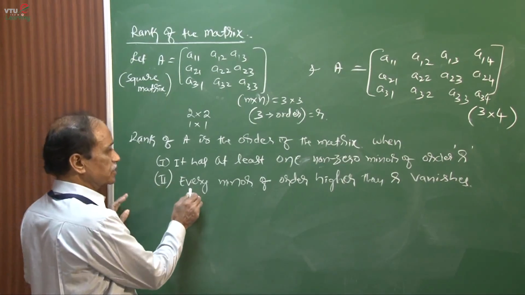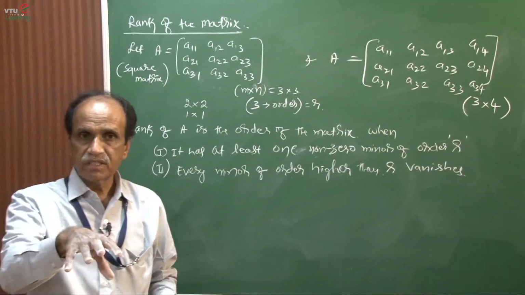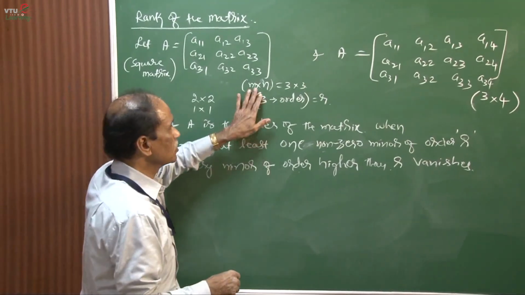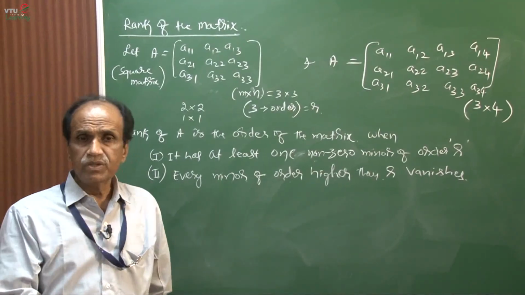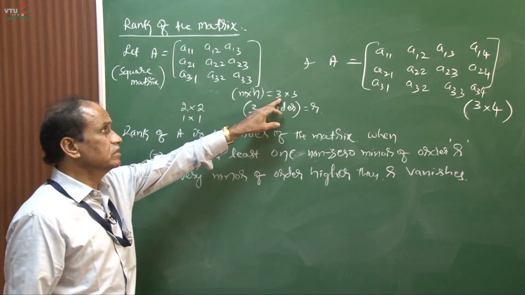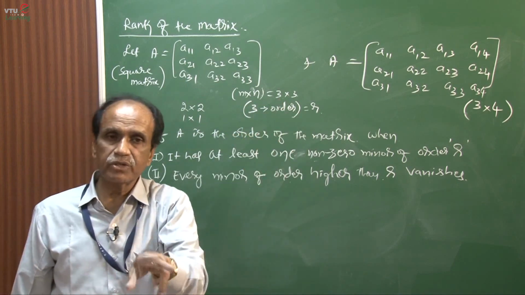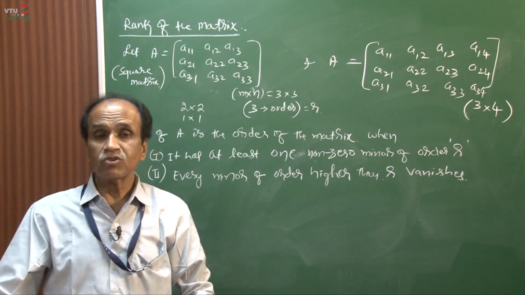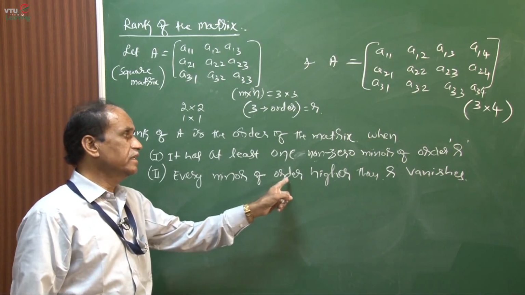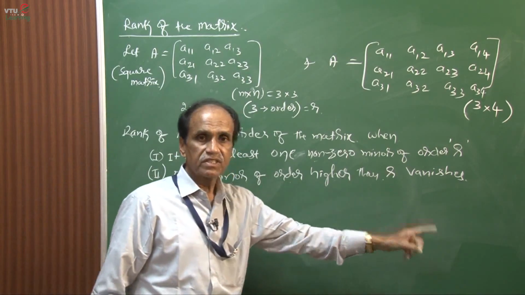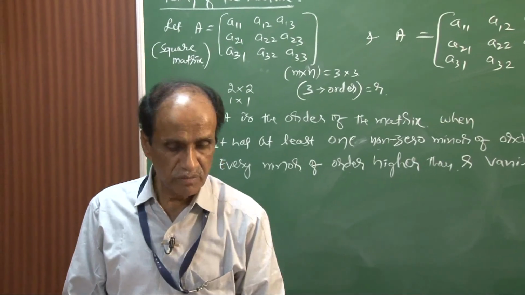And the second condition: every minor of order higher than R vanishes. Suppose you are going to represent R. For example, here it is not equal to 3. I will show in the next discussion how it is to be calculated. If it is not equal to 3, then it may be equal to 2. That means R equal to 3 vanishes, but 2 remains. Suppose it is not equal to 2, then 2 vanishes and 1 remains. This is called minor order, and the order higher than R vanishes. This I will try to convince you of by taking an example. In the first problem itself, all these things will be very clear. Thank you.